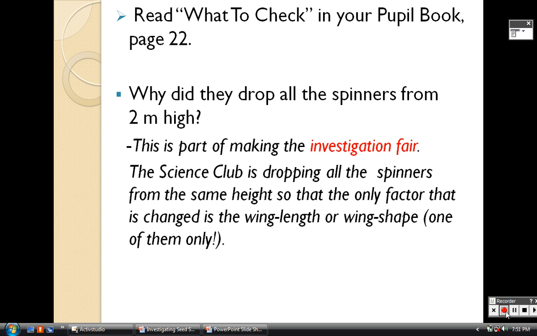Why do we think the science club dropped the spinners all from 2 meters up high? This is part of making our investigation fair. The science club is dropping all the spinners from the same height so that the only factor that is changed is the wing length or the wing shape, whichever one is being investigated. Only one of them, remember?